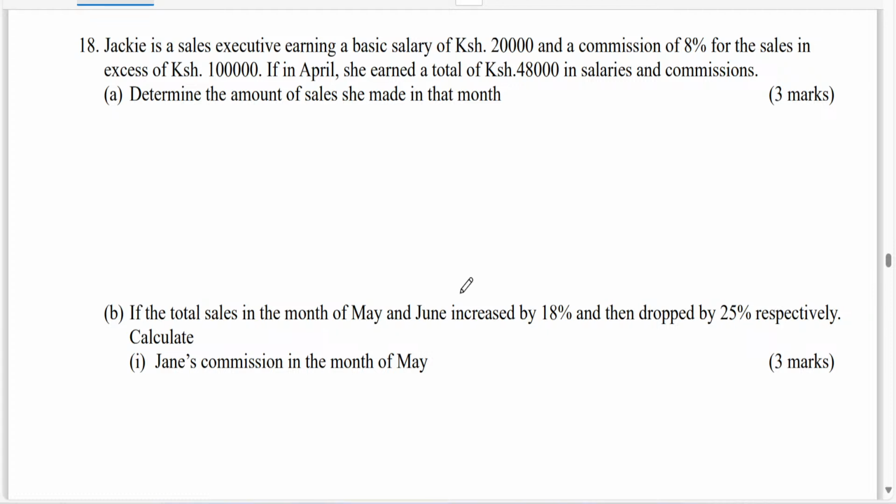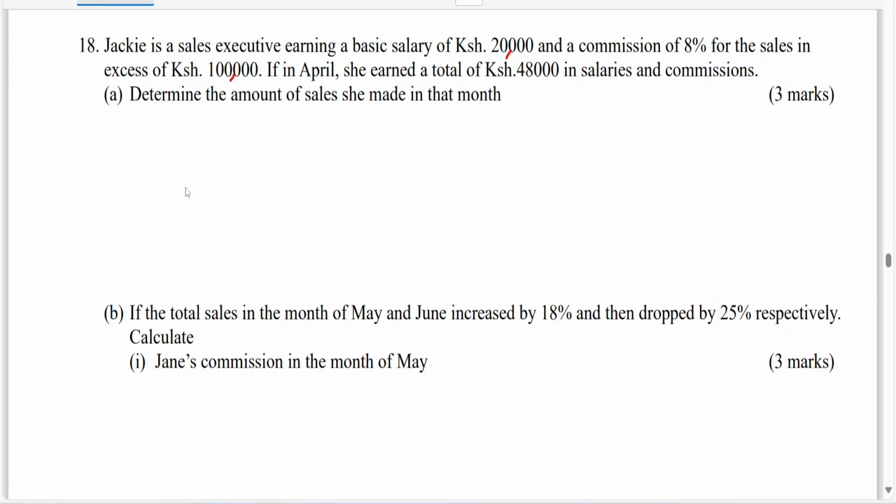Jackie is a sales executive earning a basic salary of 20,000 shillings and a commission of 8% for the sales in excess of 100,000. If in April she earned a total of 48,000 shillings in salaries and commissions, determine the amount of sales she made in that month.